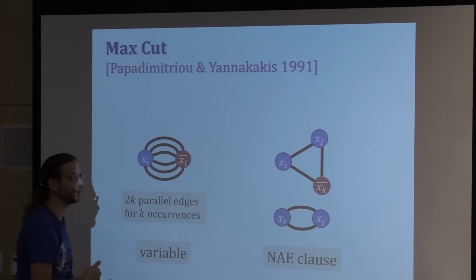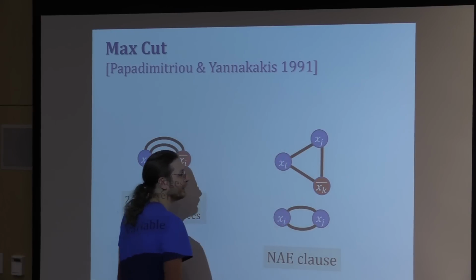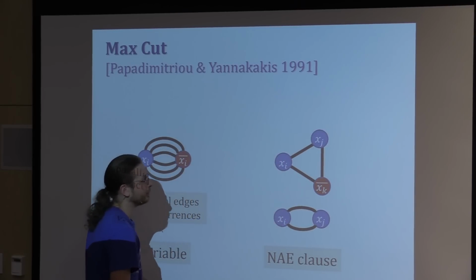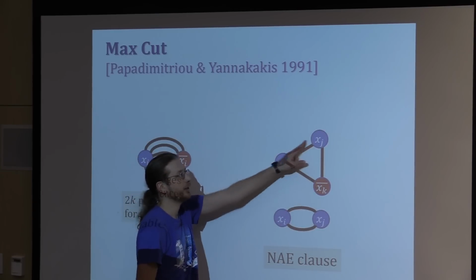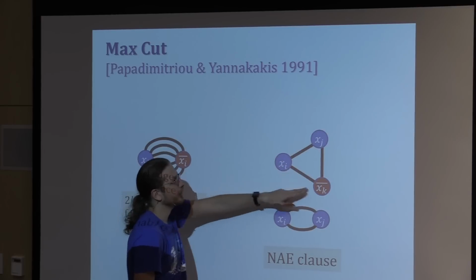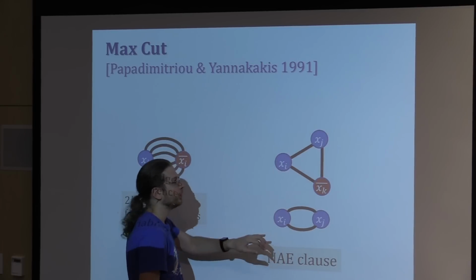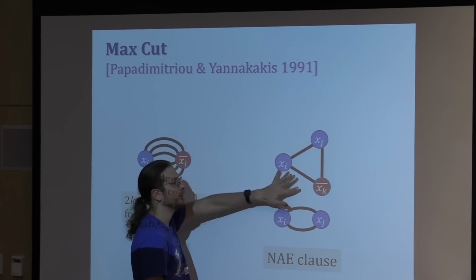We're just going to do the reverse. And if you recall, this was the heart of that reduction. The point is that you can represent a not all equal clause as a max cut problem on a triangle. Because in a triangle, either they're all equal and then there's no cut edges, or they're not all equal and then there's exactly 2 cut edges. Okay, so that's for a clause of size 3.